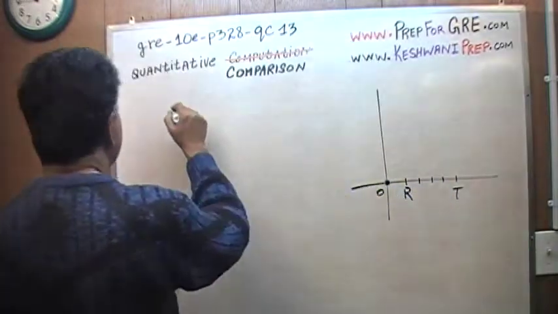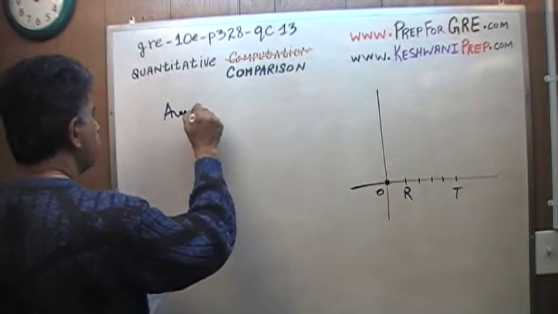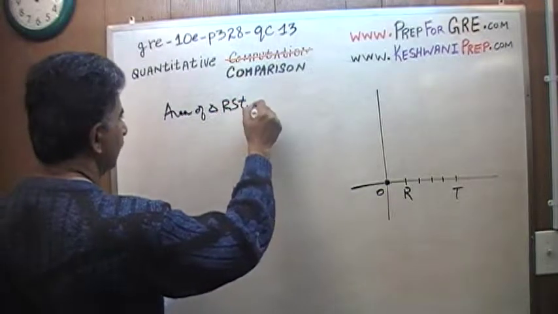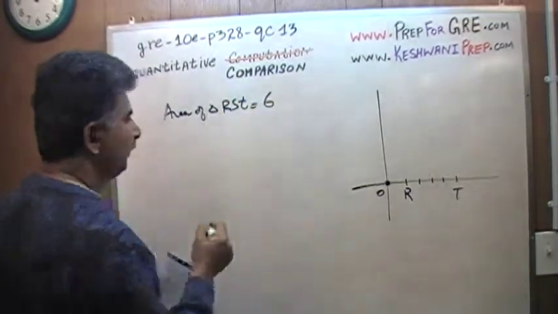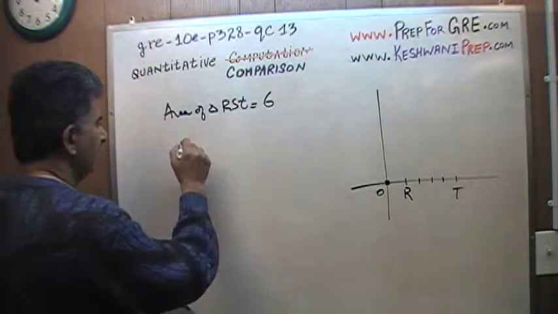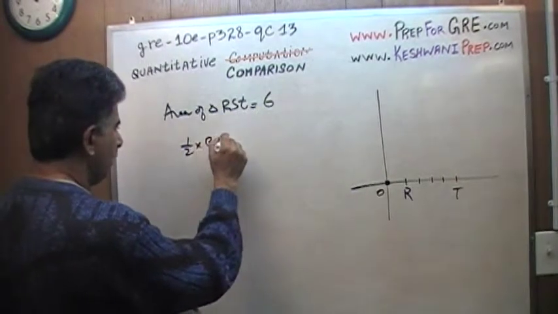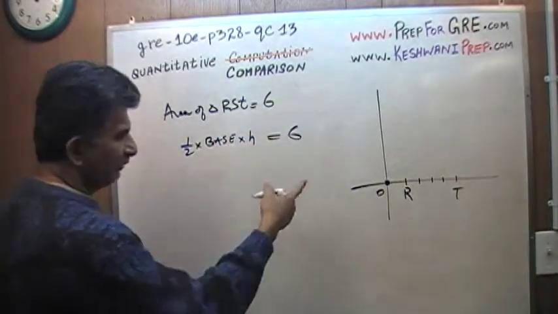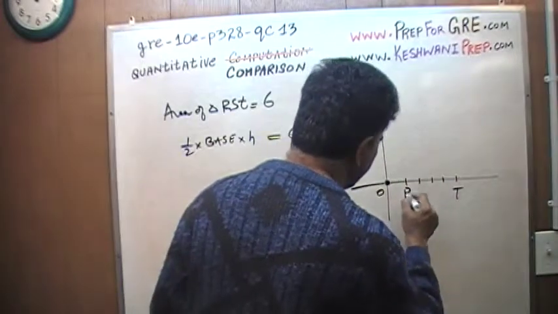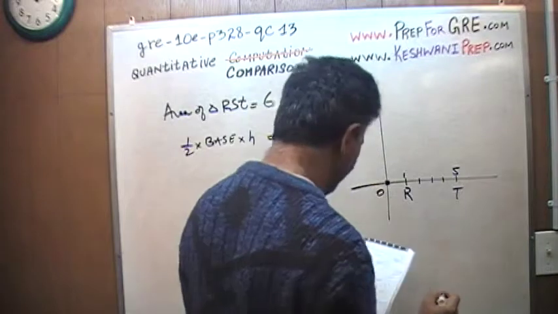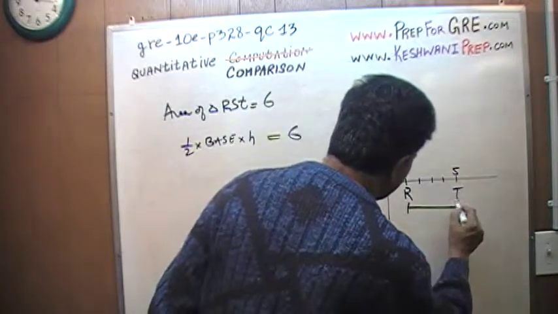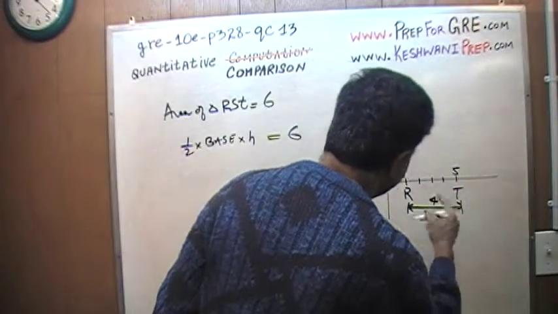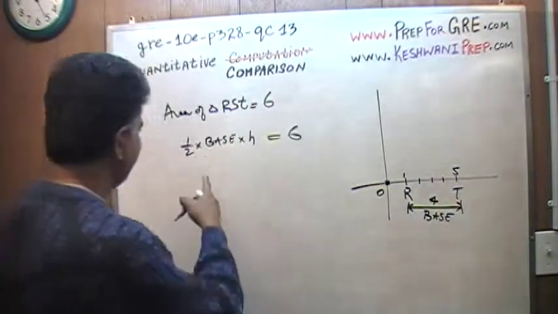And they tell you that the area of triangle RST equals 6. Well, how do you find the area of a triangle? The area of the triangle is 1/2 base times height. And we know that has to equal 6. The base of this particular triangle is very simple. The base is from here to here, from 1 to 5, which is 4. It's just 4 units. So the base is very straightforward.